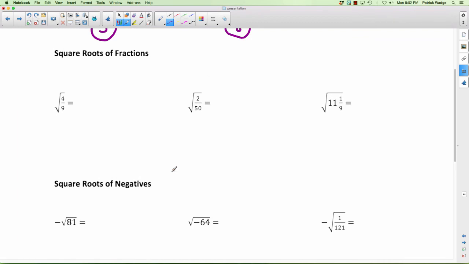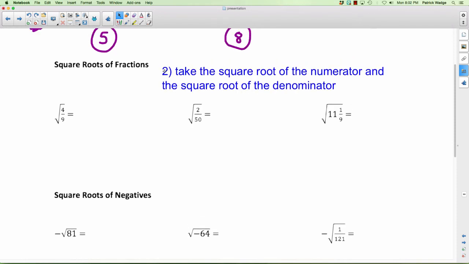Next one, square root of fractions. Ooh, this looks hard, doesn't it? All right, I'm going to write down a couple steps for you. I'm going to start with step 2. Step 2, I know it's weird. I'll give you step 1 in a second.